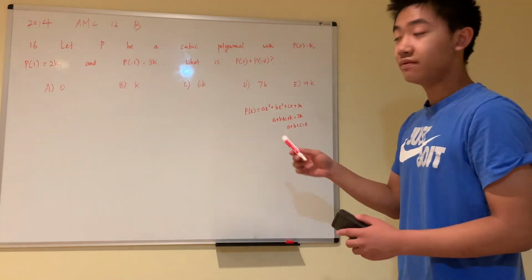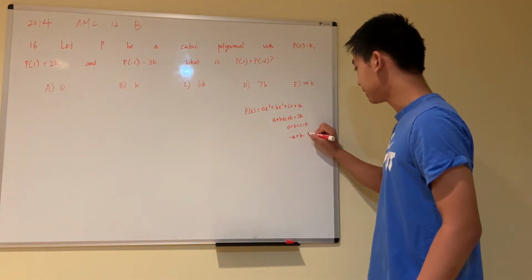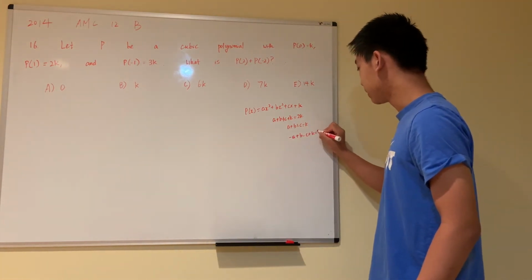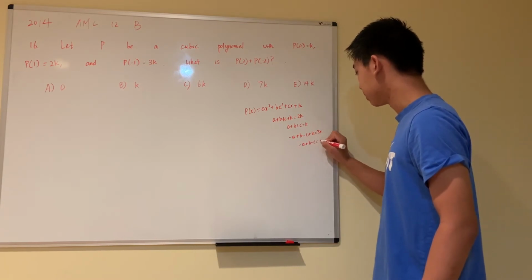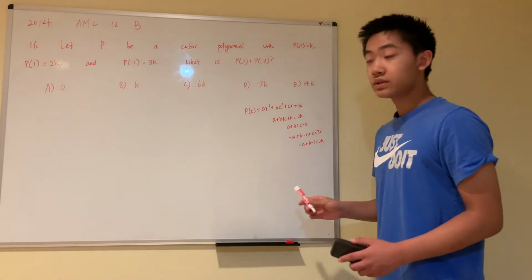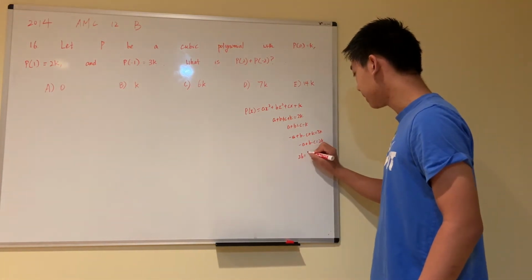And if we plug in p of negative 1 equals 3k, we get negative a plus b minus c plus k equals 3k. That means negative a plus b minus c equals 2k. And notice now that if we add these two equations together, we get 2b equals 3k.